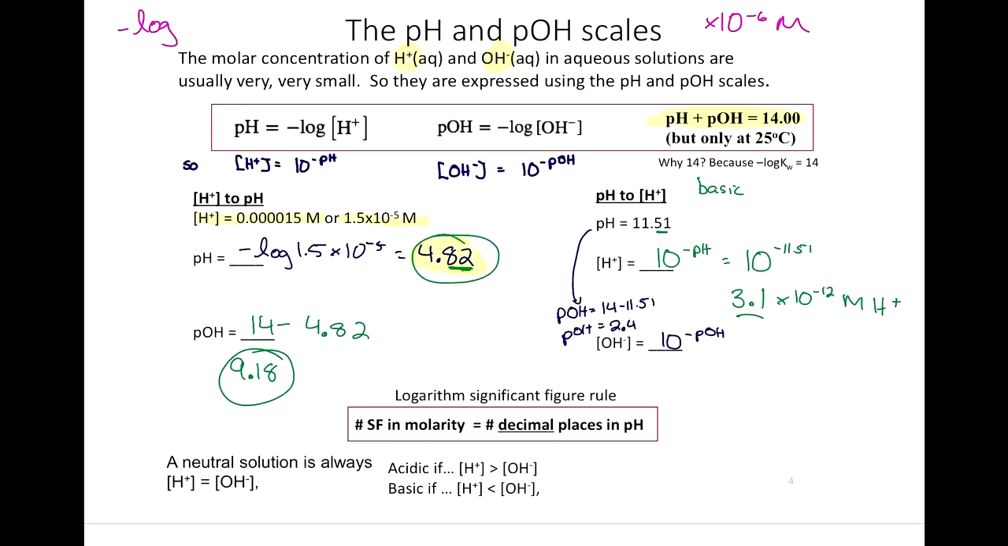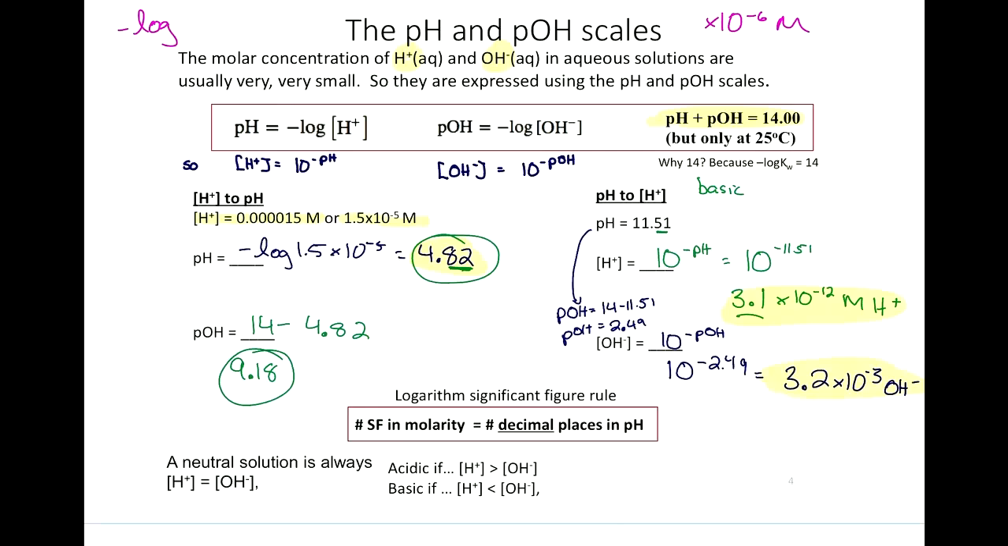2.49. All right, and so then we get our H plus concentration is 10 to the negative 2.49. And so stick that into your calculator and you get something like 3.2 times 10 to the negative 3 OH minus concentration. So in this solution with a pH of 11.51, both of these concentrations are present.